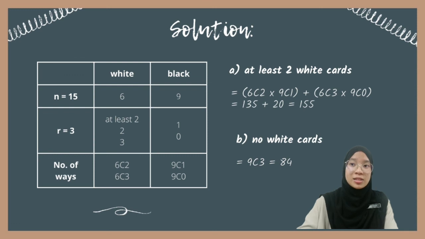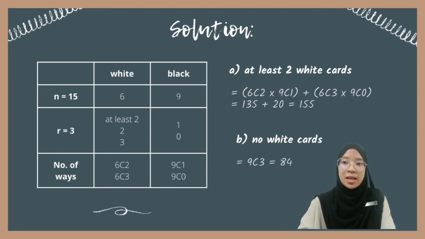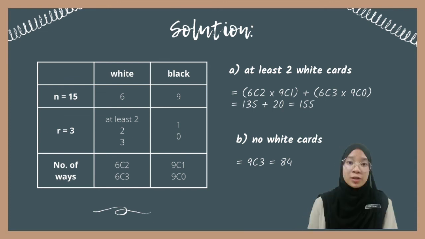Now, let's look at question (b). It's saying that among the 3 cards that we want to select, there must be no white cards. Since it says no white cards, that means we can only choose black cards. So the number of ways for no white cards is 9C3. Then we get the answer 84.